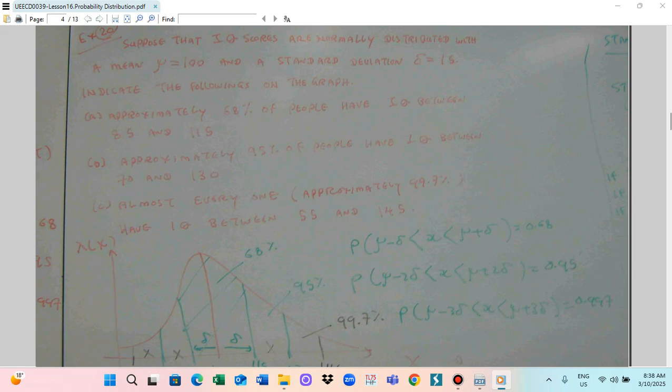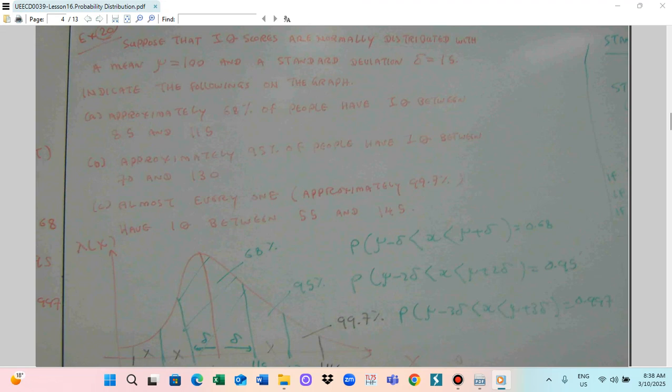In this case, the mean is 100. So mu is 100. Mu 100 means this middle point. Middle point, mu is equal to 100. Then we have to put the points. There will be 68% of people who got an IQ between 85 and 115. 85 and 115, where the middle one is 100.